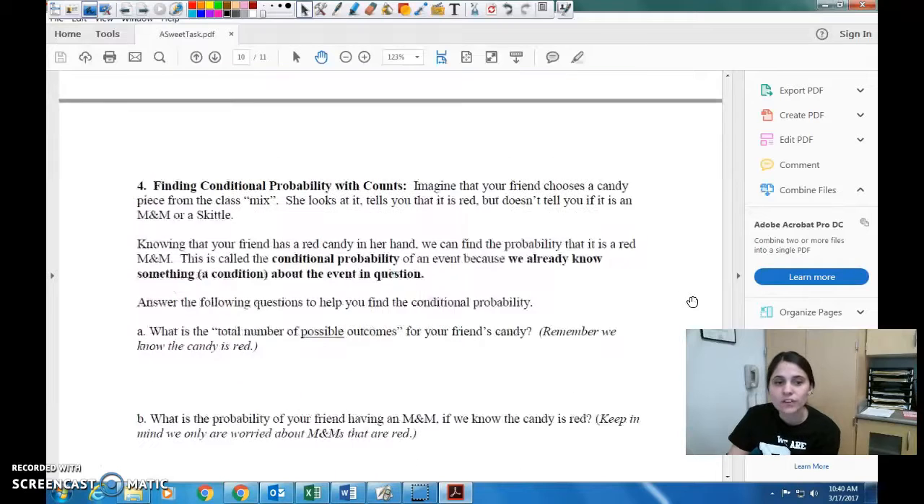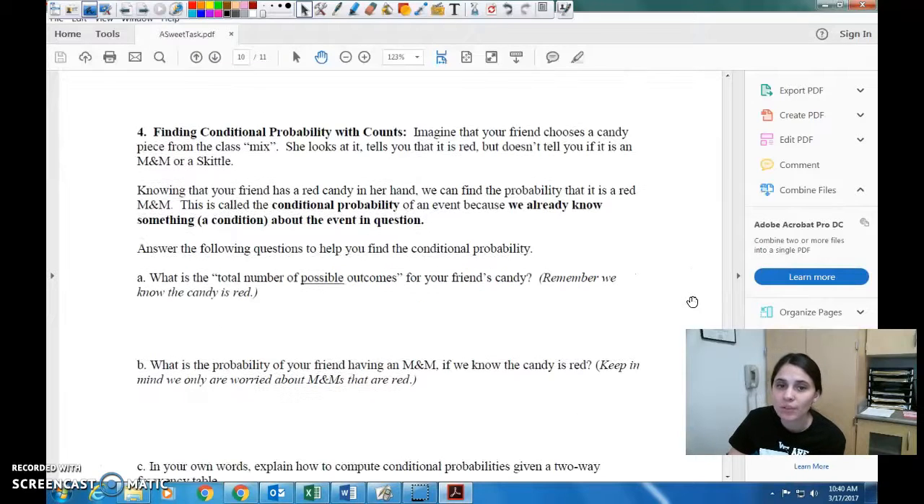The next page is finding conditional probability with counts. So it gives us a little situation. Imagine that your friend chooses a candy piece from the class mix. She looks at it, tells you that it is red, but doesn't tell you if it's an M&M or a Skittle. Knowing that your friend has a red candy in her hand, we can find the probability that it is a red M&M.